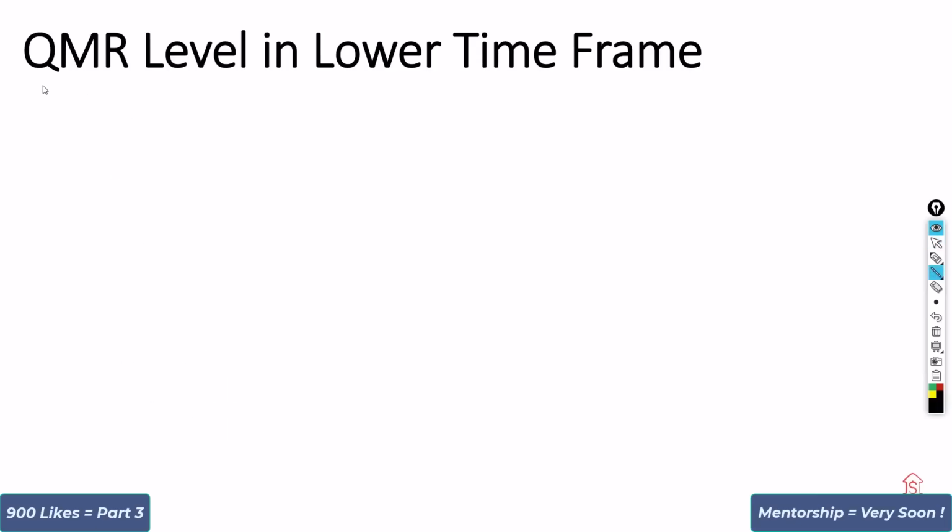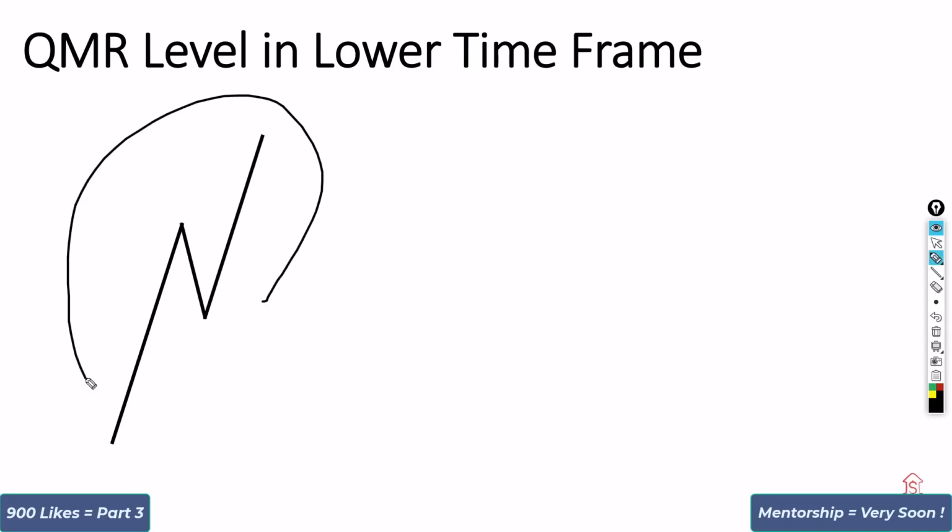We're going to start this off with the QMR level in lower time frame. Basically the QMR is the same QM level. The R here stands for reverse, so this means QM reversal. This is how it goes. This is the market going up, retracement, and this is an ABC. You already know what ABC is, so I'm not going to explain it again.